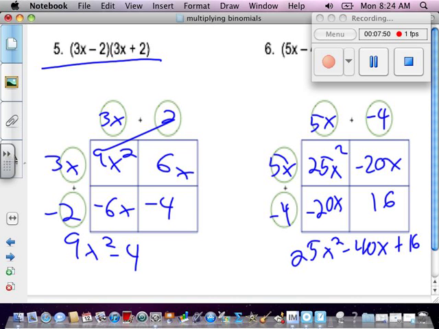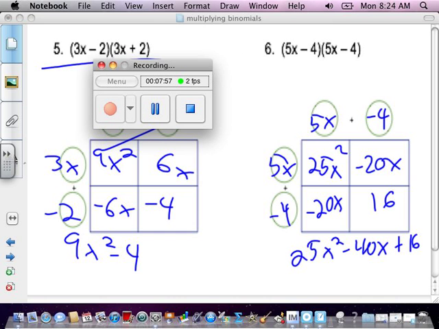This is another kind of trick one. If we look at these, they are the exact same thing multiplied together, right? If you have the exact same thing multiplied together, you could square the first one, 25x squared. Go 5x times negative 4 times 2. That gives you negative 40x. And then negative 4 squared is a positive 16. You don't have to do it that way. If you do it with the box way, you will get the same answer. I just wanted to show you the shortcut.